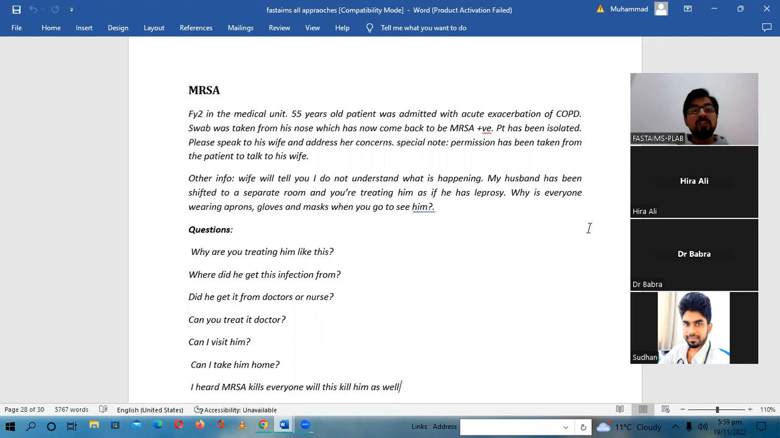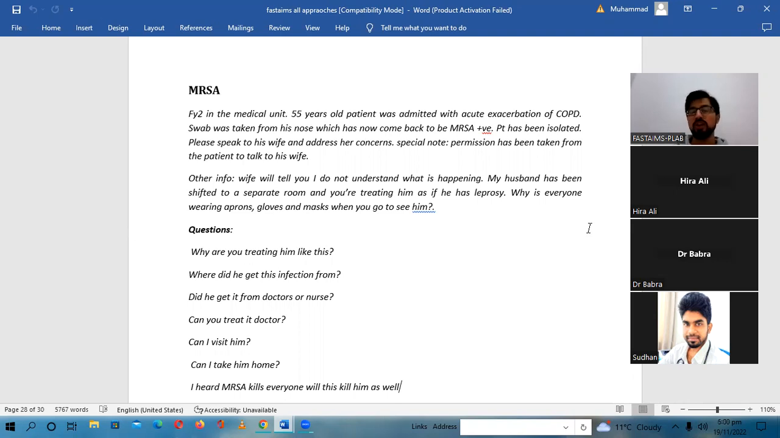So you are FR2 in the medical unit. 55 years old patient was admitted with acute exacerbation of COPD. Swab was taken from his nose, which has now come back to be MRSA positive. Patient has been isolated. Please speak to his wife and address her concerns. Special note, permission has been taken from the patient to talk to his wife. Okay, so the scenario would state whether the consent has been taken or not.